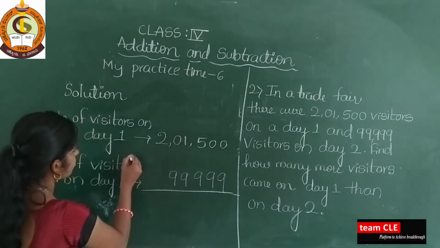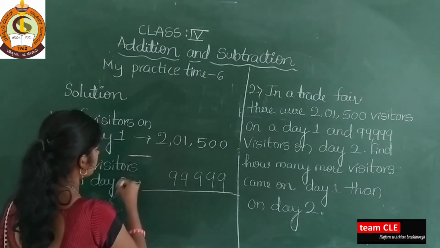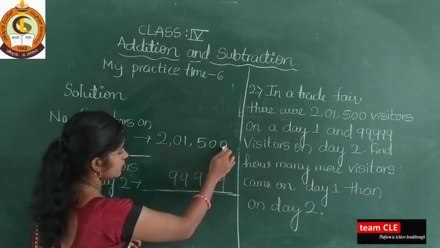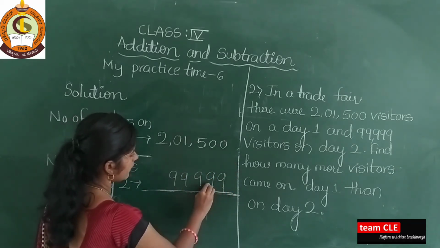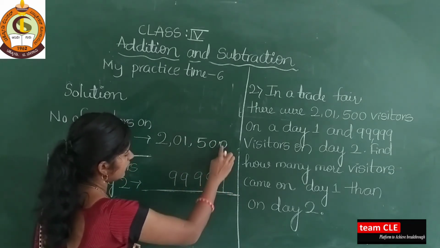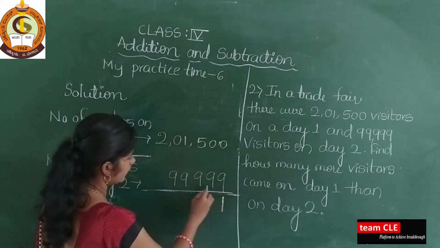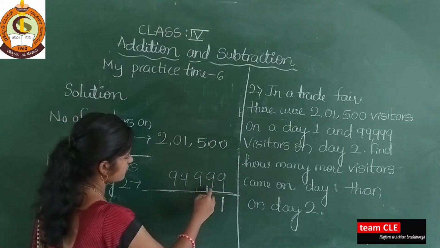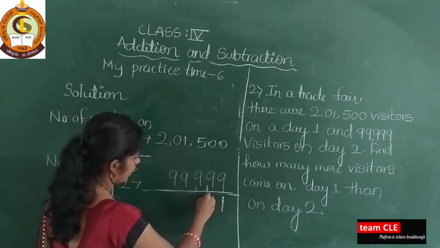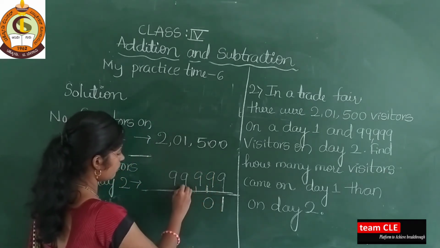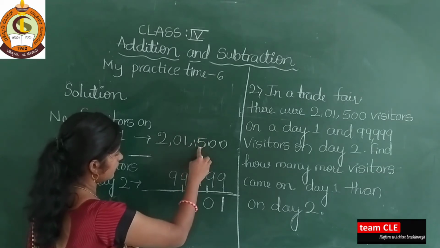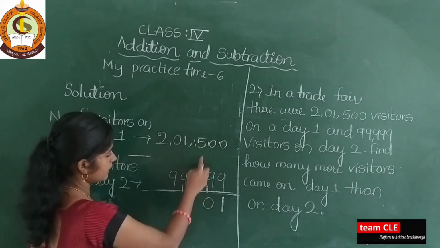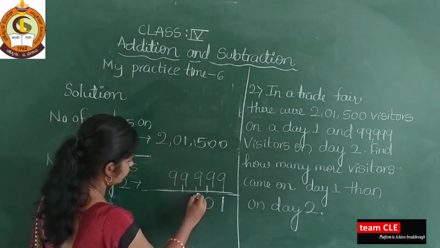So here we need to subtract. Then see here, take carry, because 0 minus 9 is not possible. Take carry, this becomes 10. 10 minus 9 is 1. Again you take carry, 10 minus 9 is 1. 1 minus 1 is 0. Again 5 minus 9 not possible. You take carry, 15 minus 10, because 9 plus 1 is 10. 15 minus 10 is 5.